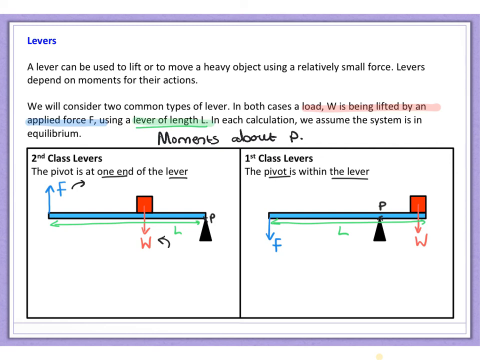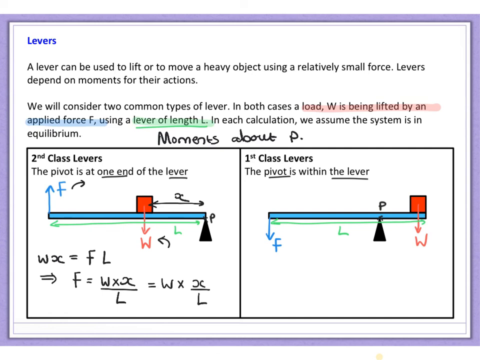Moments are balanced. So we know if we call this distance here x, that W multiplied by x is equal to F multiplied by L. And this then tells us that the applied force F is equal to W multiplied by x over L. And I'm just going to rewrite this as W multiplied by x over L, and you'll see there's a reason for this when we look at the situation on the right-hand side.